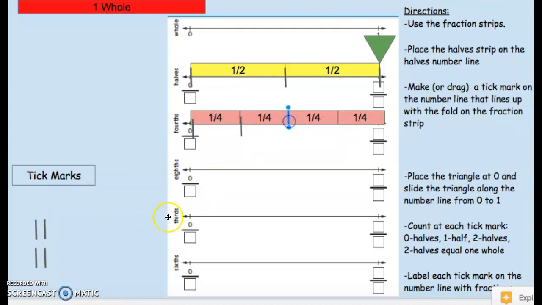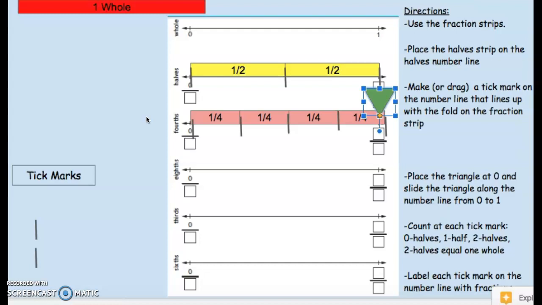Let's practice counting using our finger, or if you have cut a triangle shape out, you can use that as well. 0 fourths, 1 fourth, 2 fourths, 3 fourths, 4 fourths. You can go ahead and do that again if you need to.